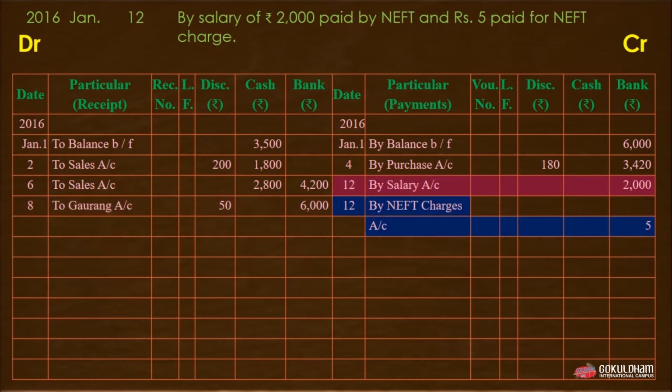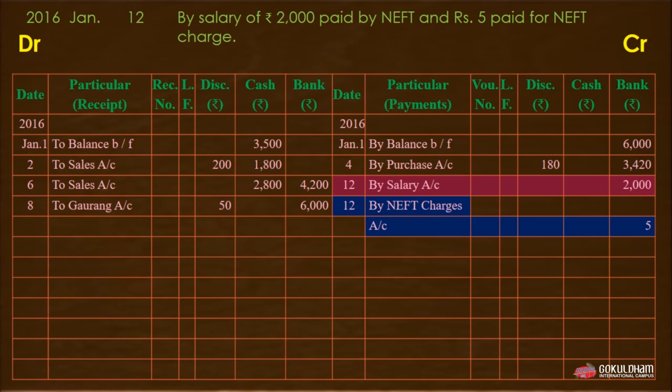The next transaction is January 12. By salary of rupees 2,000 paid by me and rupees 5 paid for NIP charges. यानी कि हमने सैलरी पे की है बाय निप से, यानी कि बैंक से हमने पे की है. तो दिस सैलरी इज अवर expense. So this transaction we recorded at the credit side of cash book.